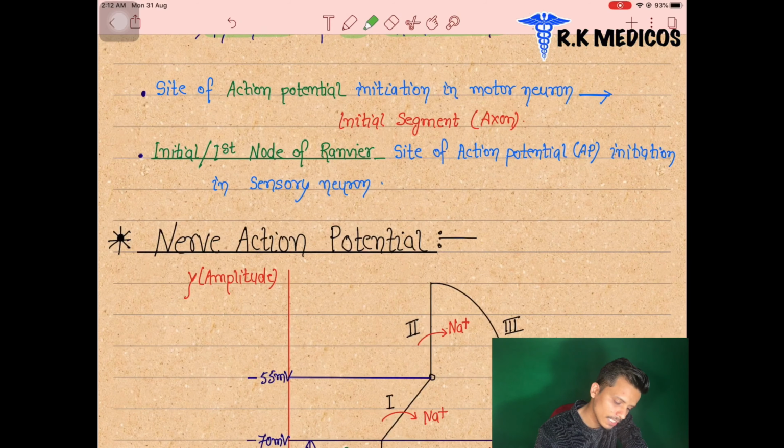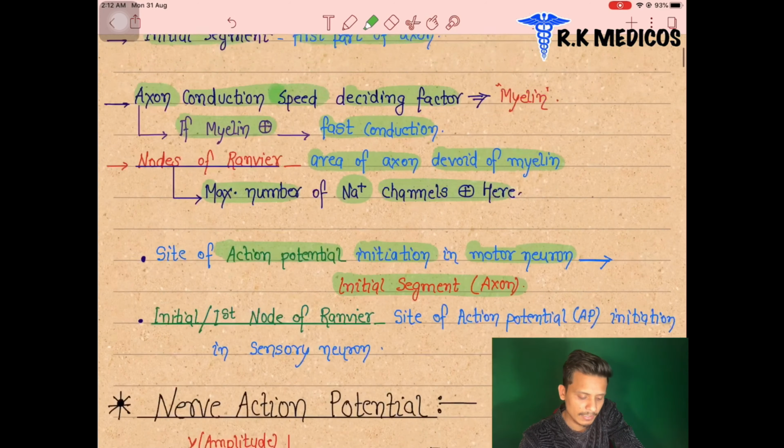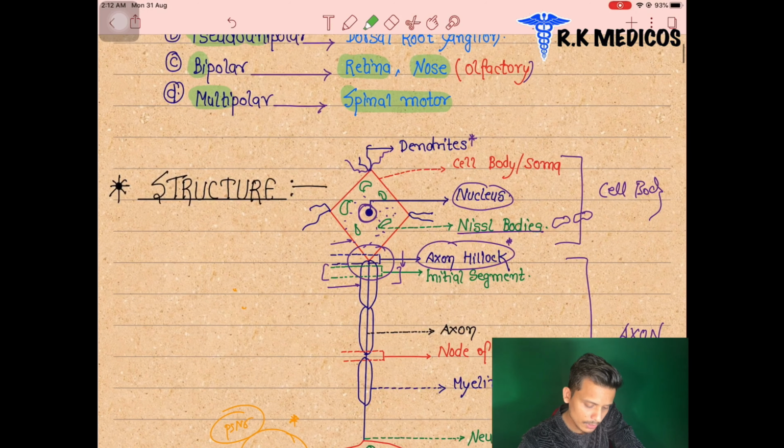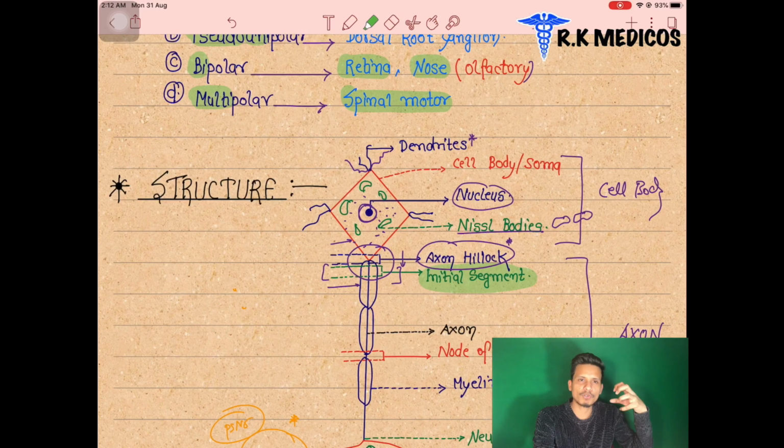Next, the site of action potential initiation in a motor neuron is the initial segment of the axon. The initial segment is the first part, and this is the initial segment here. In this region, action potentials are fired for the first time and move towards the synapses.